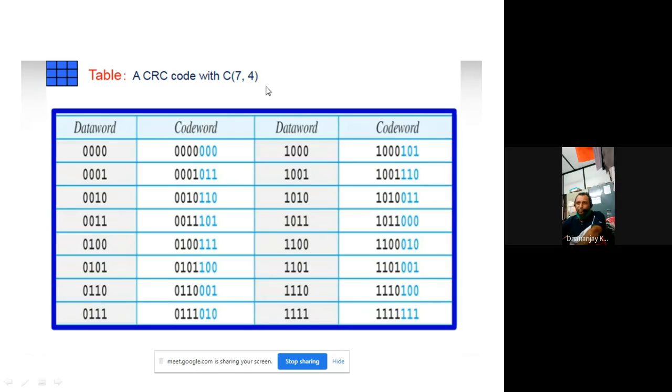So how can you reach the length of the divisor from this? Code word is 7, data word is 4. That means how many zeros have been added? 3 zeros have been added, and if 3 zeros have been added, obviously the divisor will be 3 plus 1, which is equal to 4. So a 4-bit divisor is being used in this type of CRC, C7 comma 4. Is it clear to you?